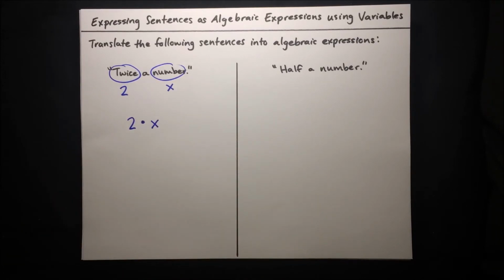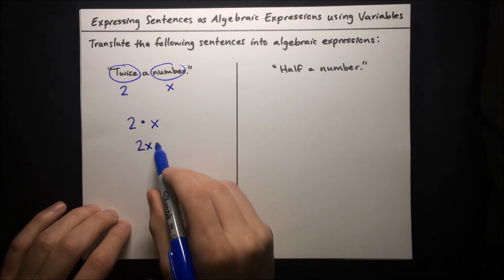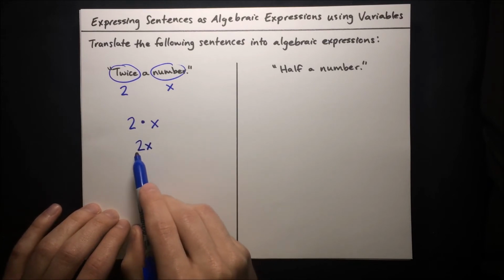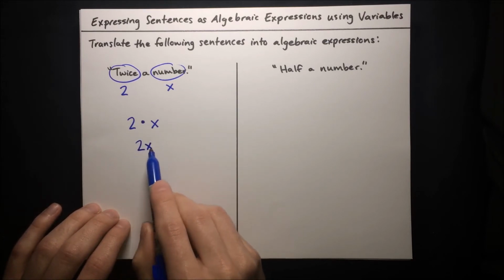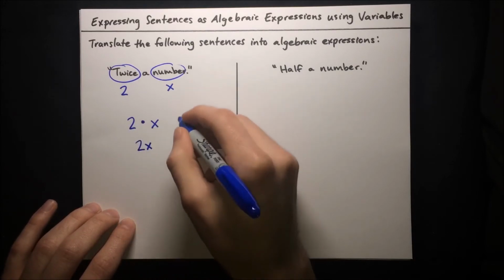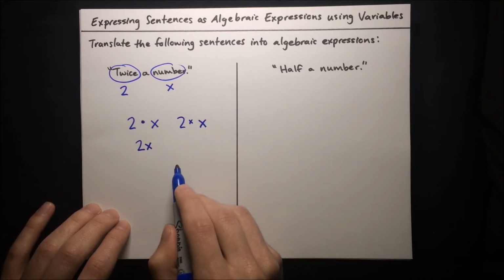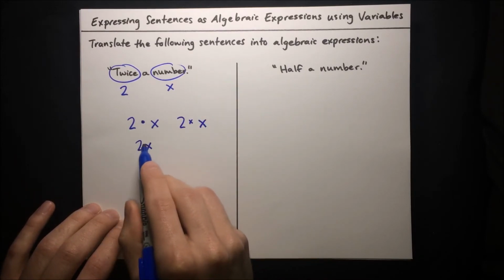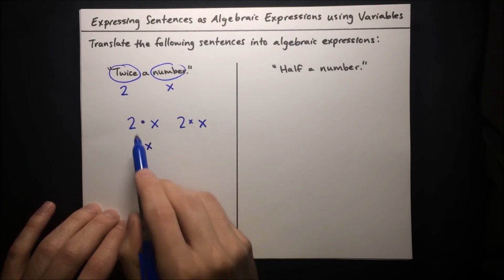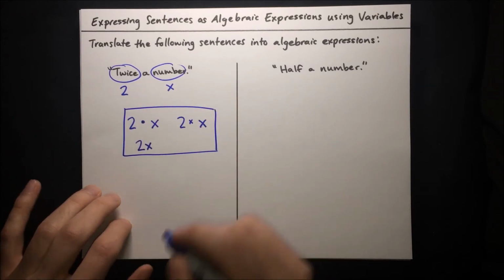In algebra, we usually use the shorthand 2x to represent 2 times x. We just forget about that multiplication symbol and just write the number and the variable together, and it means the same thing, just 2 times x. So 2 dot x, 2 times x with that multiplication symbol, and then 2x without any symbol between, they all mean the same thing. They all mean take 2 and multiply it by the number, twice a number. So any of these answers is correct.